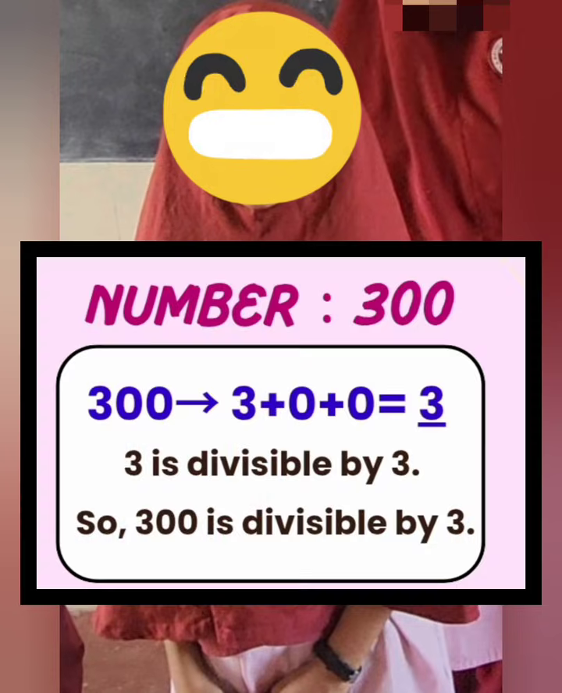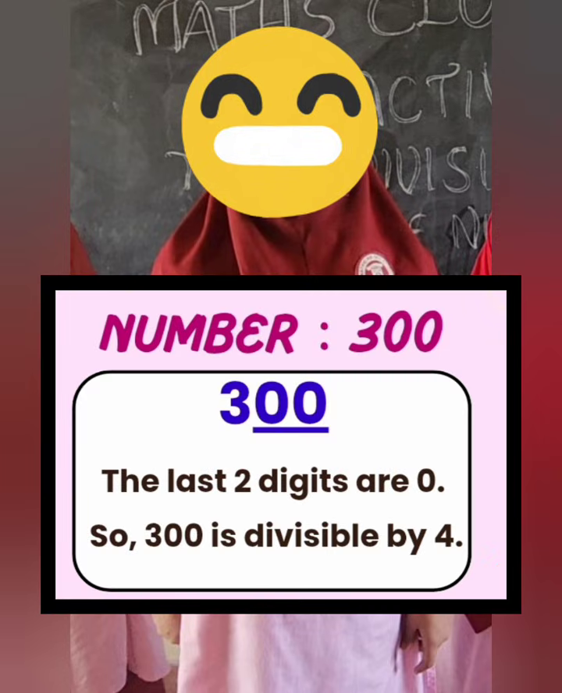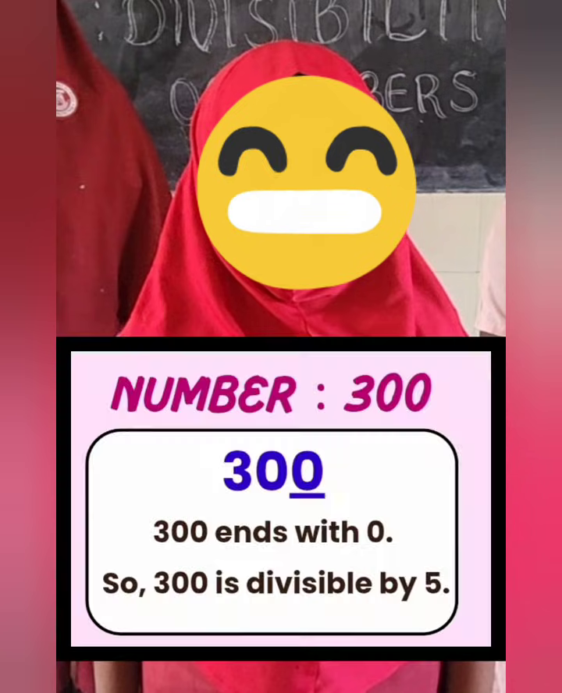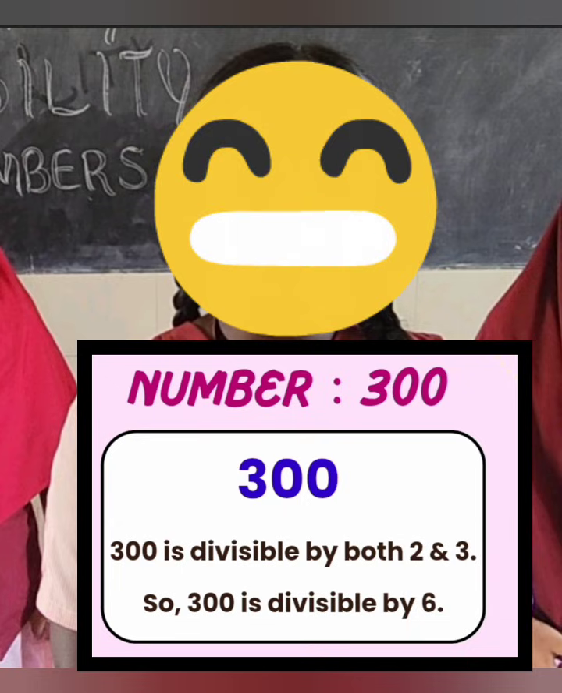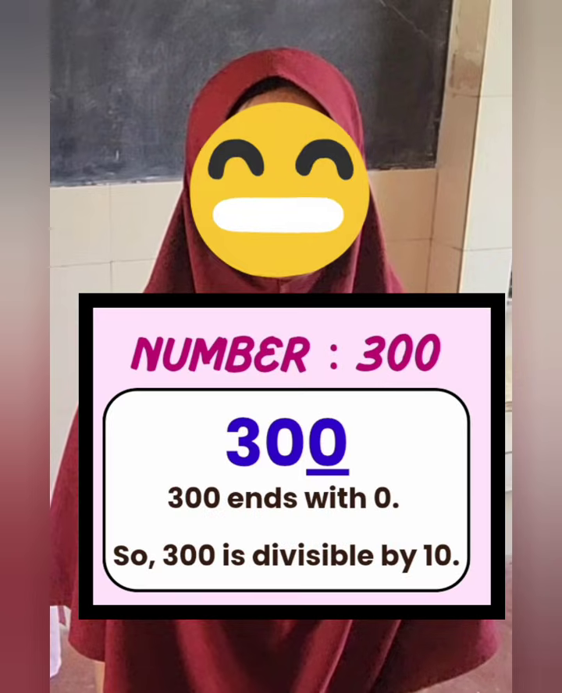The given number is 300. The sum of its digits is 3 plus 0 plus 0 equal to 3. So the number is divisible by 3. The last two digits of the given number are 0, so it is divisible by 4. The given number is 300. The ones place is 0, so the number is divisible by 5. The given number is 300. The number is divisible by 6 if it is divisible by both 2 and 3. The given number is 300. Its ones place is 0, so it is divisible by 10.